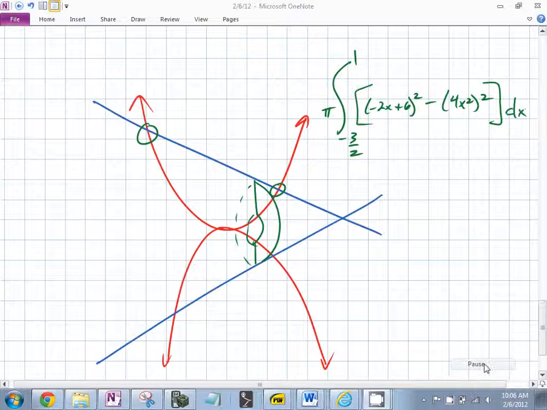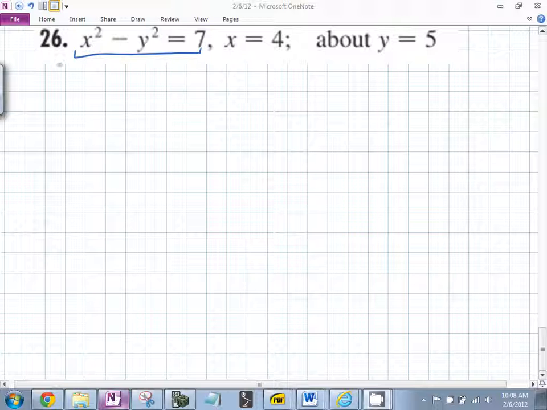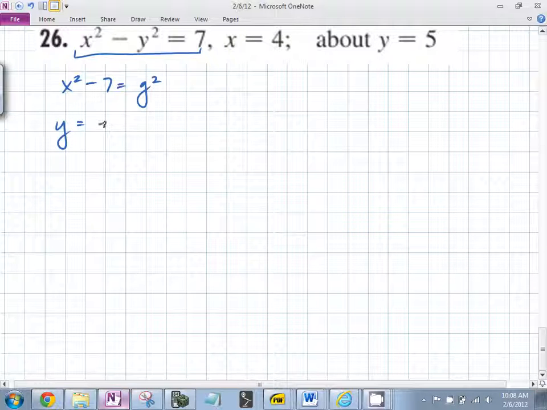Turning it into a function? No, we're just turning it into two functions, right? So what do you have here? x squared minus 7 is equal to y squared. So what does y equal? Plus or minus the square root of x squared minus 7. Could you plug this into your calculator to graph it?